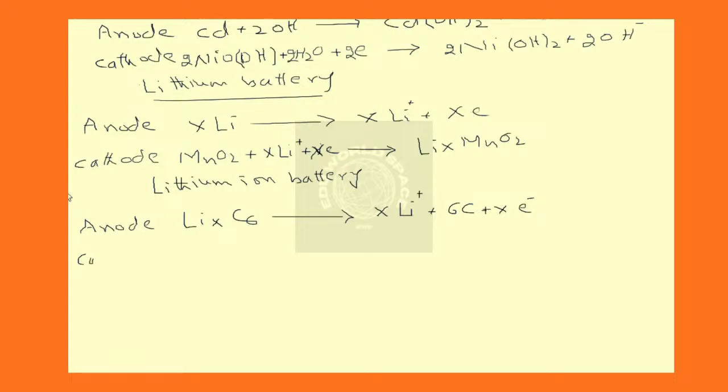At the cathode, Li1-xCoO2 reacts with x Li+ ions and gains the x number of electrons, forming the LiCoO2 complex.